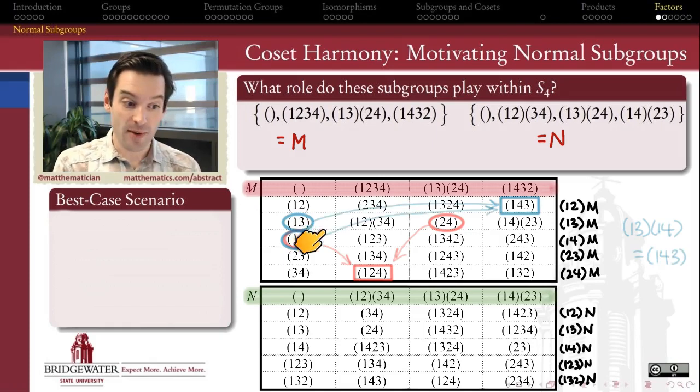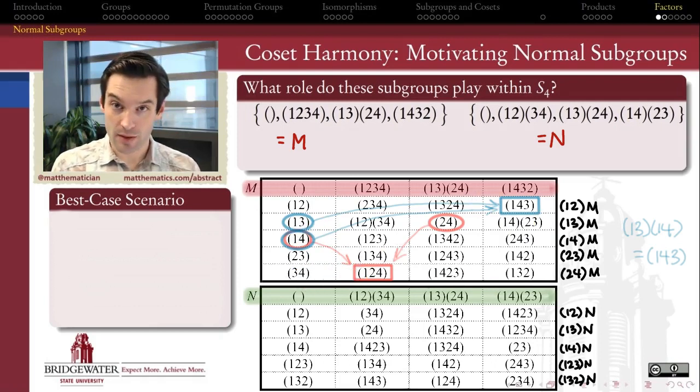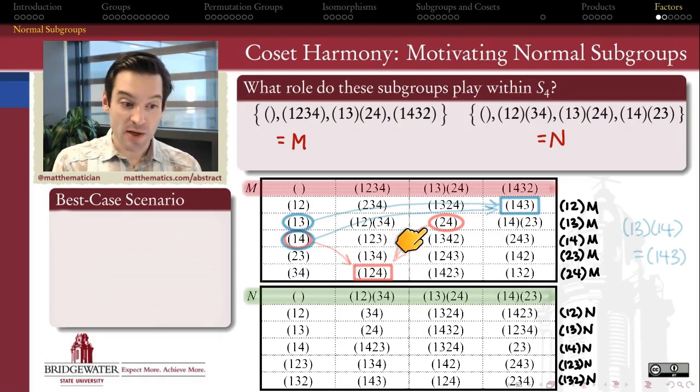If these cosets are behaving like a group in and of themselves, that means that I should get the same coset when I multiply (1,3) times (1,4) that I got when I multiplied (2,4) times (1,4). But that's not the case here, because when I multiply (1,3) by (1,4), the product, (1,4,3), does not land in the 6th row, it lands in the 2nd row. So the differences between different elements in the same coset of M matter when the subgroup is chosen to be M.